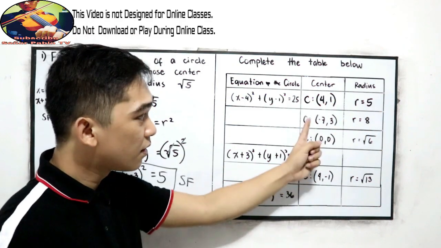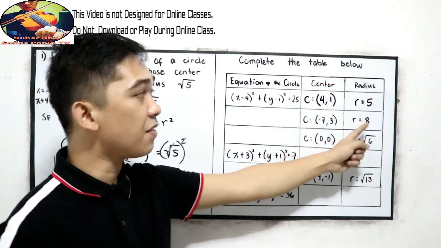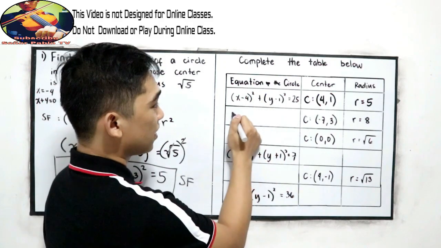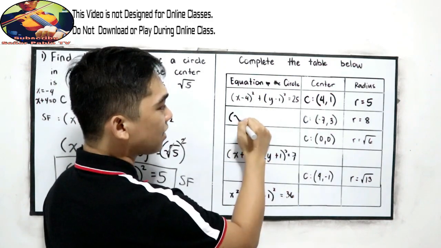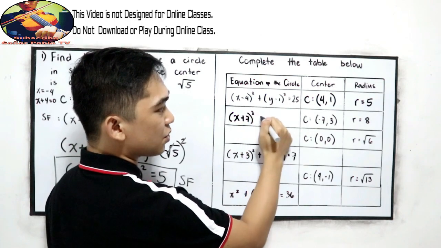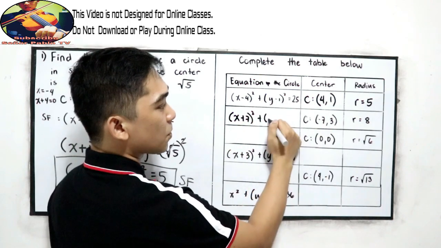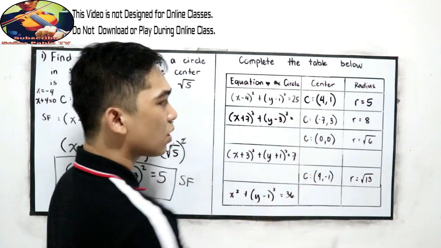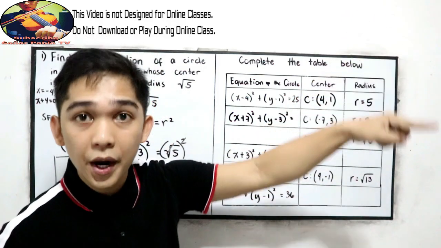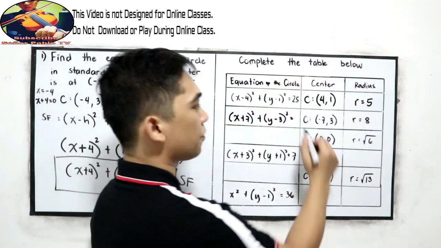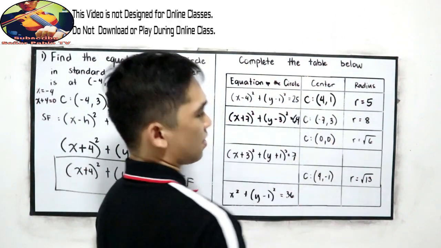Next, given the center and the radius, we're going to find the equation of the circle. So, x, change the sign, plus 7, raised to 2, plus y minus 3, raised to 2, is equal to 8 squared. This time we're going to square. 8 times 8, 64. Okay.